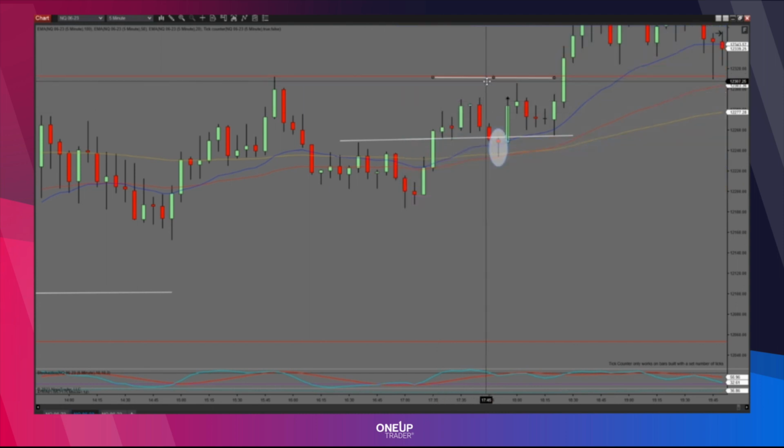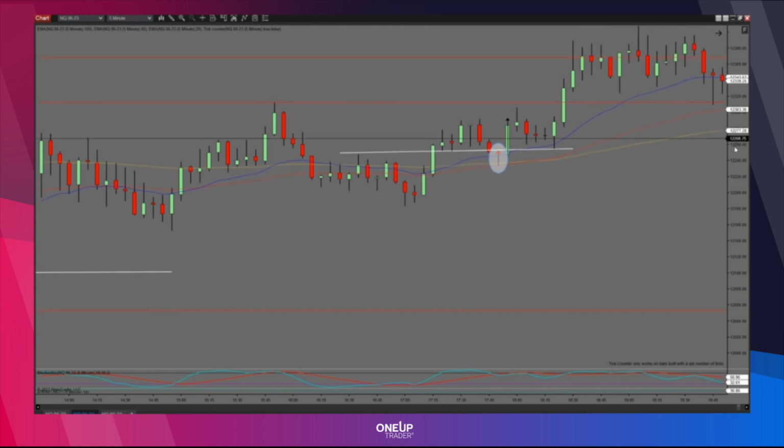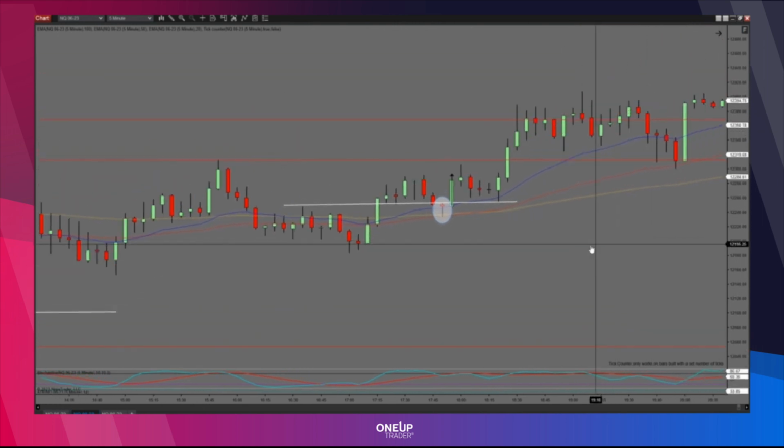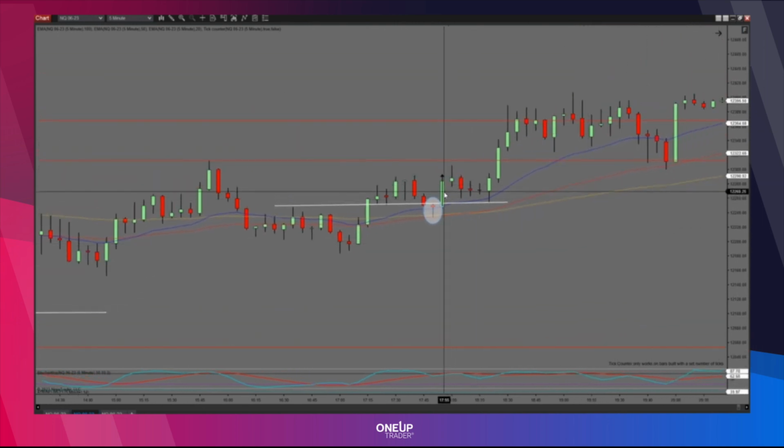The same thing again, I will then wait and look for another pullback opportunity if the market keeps making higher highs and lower highs, and then wait for another opportunity. But that there is a classic example of how I trade and what I look for.